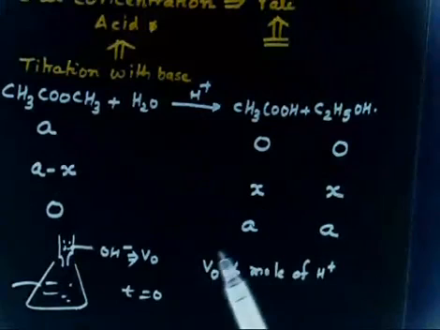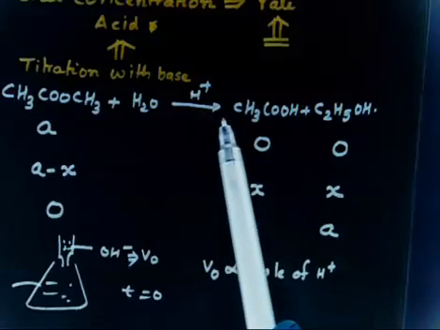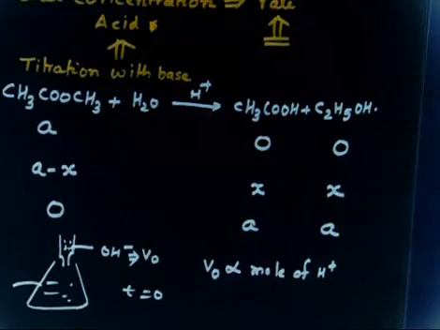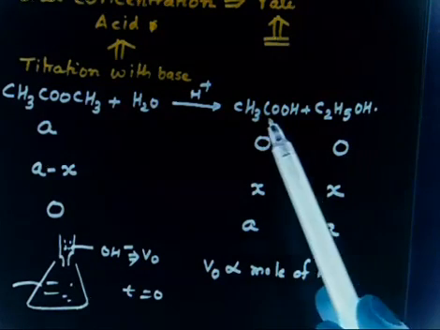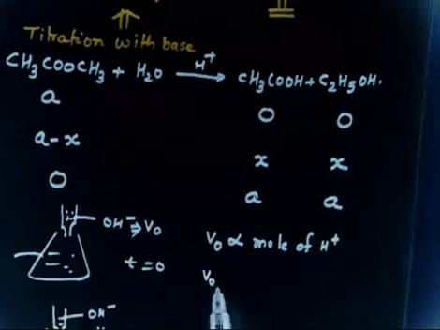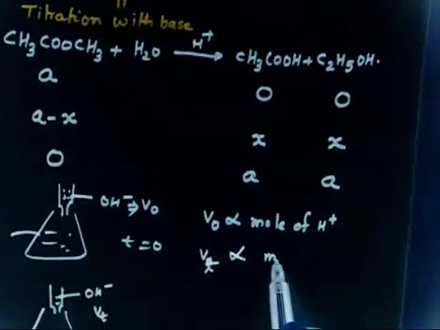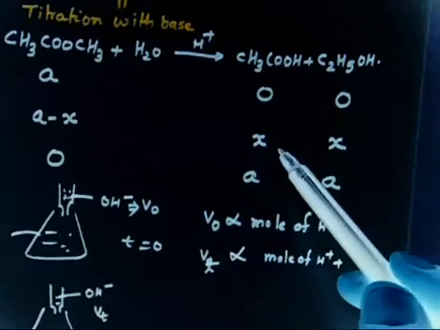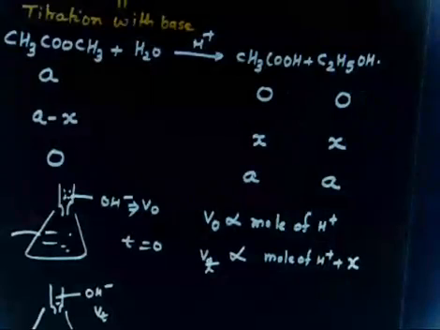So the total volume of NaOH is proportional to the concentration of H plus and the concentration of acetic acid, or the mole of H plus and the mole of acetic acid. Now you see, the mole of H plus remains constant. So now I can say Vt is proportional to the mole of H plus, which is basically constant, plus the acetic acid mole. So the mole of acetic acid is X. Are you getting it or not?